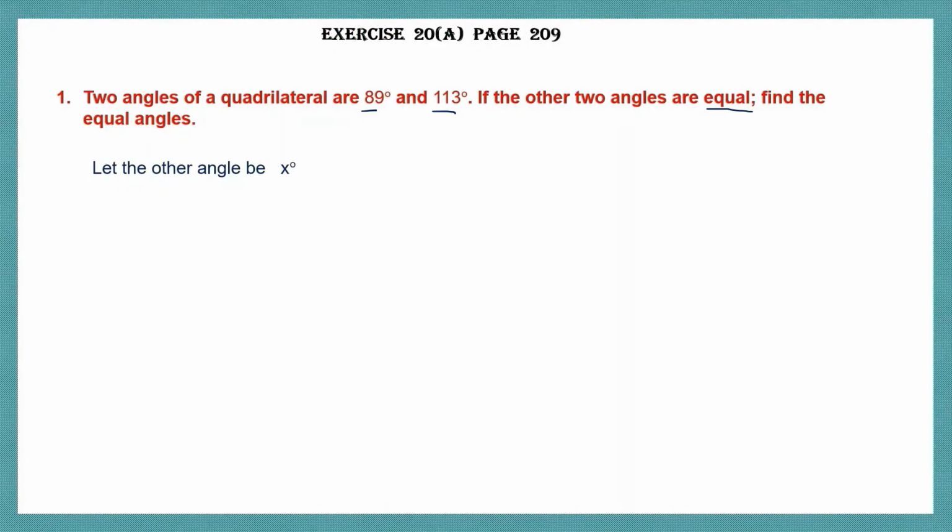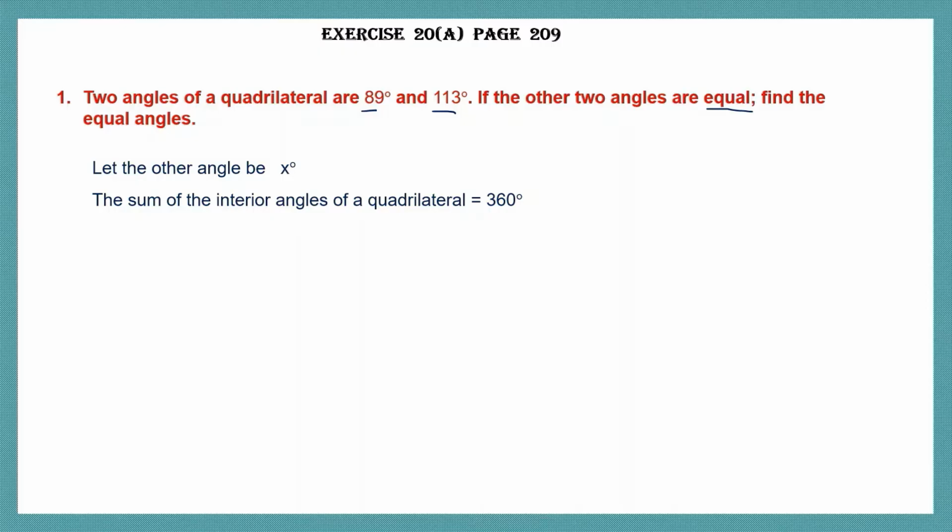So let the other angle be x. We are only going to take x because both are equal. So we just have to find x. The sum of the interior angles of a quadrilateral is 360 degrees. This is a very important property that we are going to make use of.